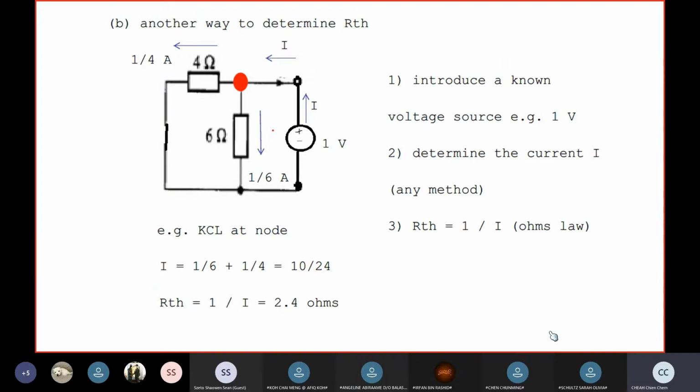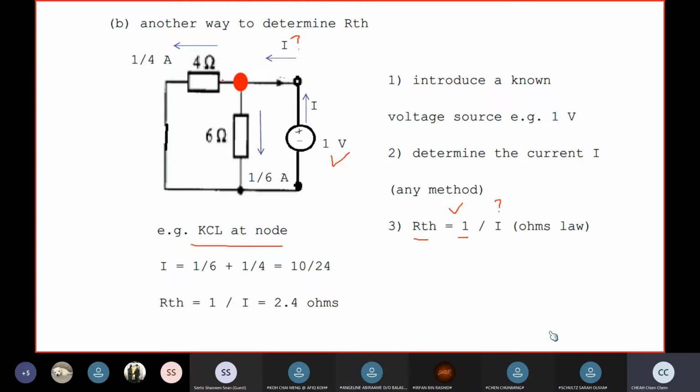If I pump in a known voltage source, the purpose is to calculate this current. Then resistance, according to Ohm's law, is voltage, 1 volt, divided by current, which is what you need to determine. Now, how do you determine the current? Use any method that we learned in week 1 and week 2. For example, in this case, use Kirchhoff's current law at this node.